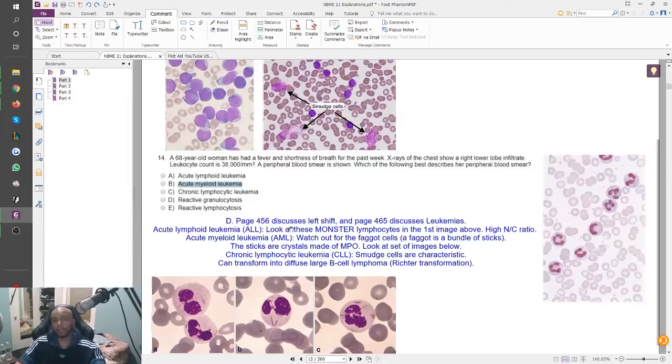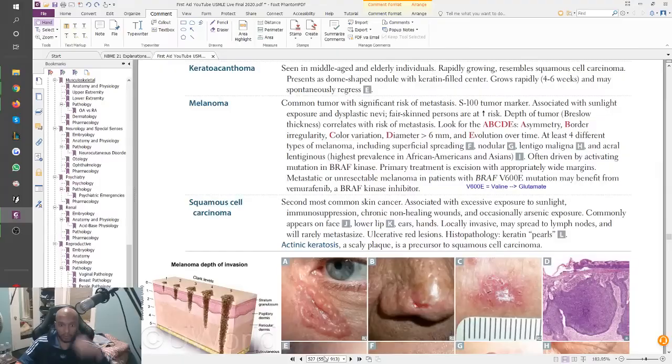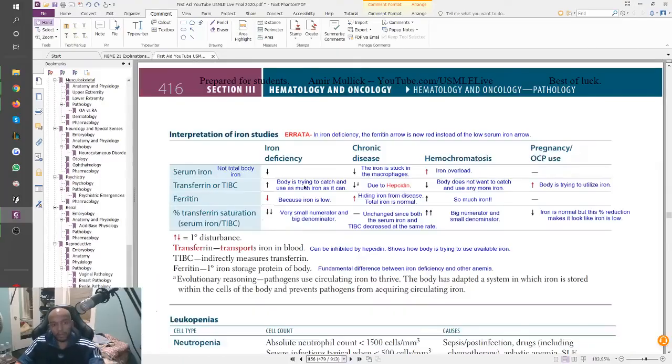Acute lymphoid leukemia, look at these monster lymphocytes in the first image above, right? This is it right here. Acute lymphoid leukemia occurs in adolescents, which is why I named it adolescent little leukemics. And I have that in my First Aid too. Let me just make sure.